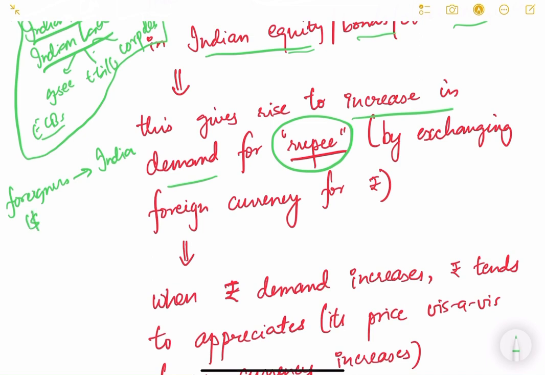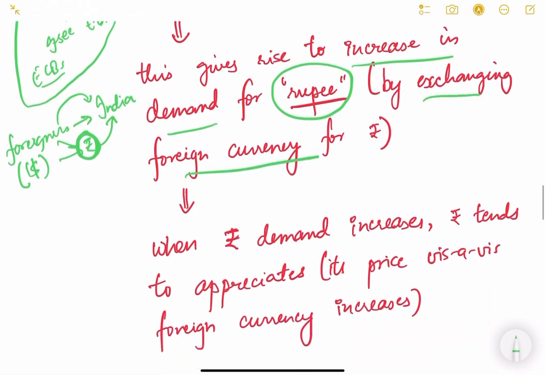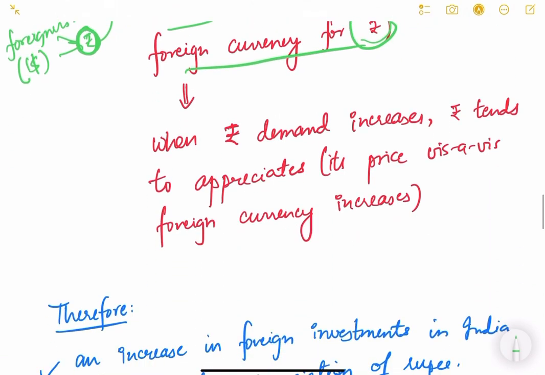So they have dollars here. For example, they will exchange this dollar for rupee, and then they will invest in India. So whenever they want to invest in India, they will demand rupee. So in the forex market, demand for rupee will increase by exchanging foreign currency for rupee. So whenever rupee demand increases, rupee tends to appreciate.